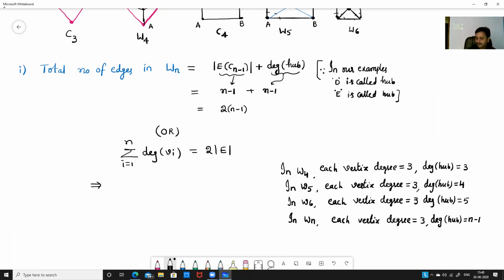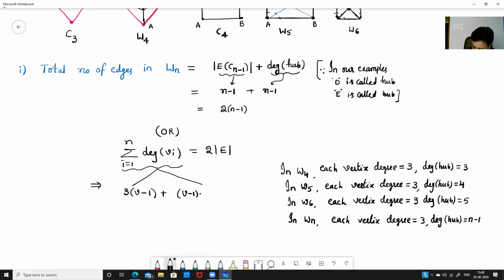Is it clear? By using this, if I take the degree of all vertices, it will be divided into two parts: the degree of every vertex and the degree of the hub. So the degree of every vertex, how much? That is 3. How many such vertices are we having? V minus 1. Therefore, the degree of every vertex is 3, and we are having V minus 1 such vertices. And the hub is one vertex, right? That vertex has degree V minus 1.